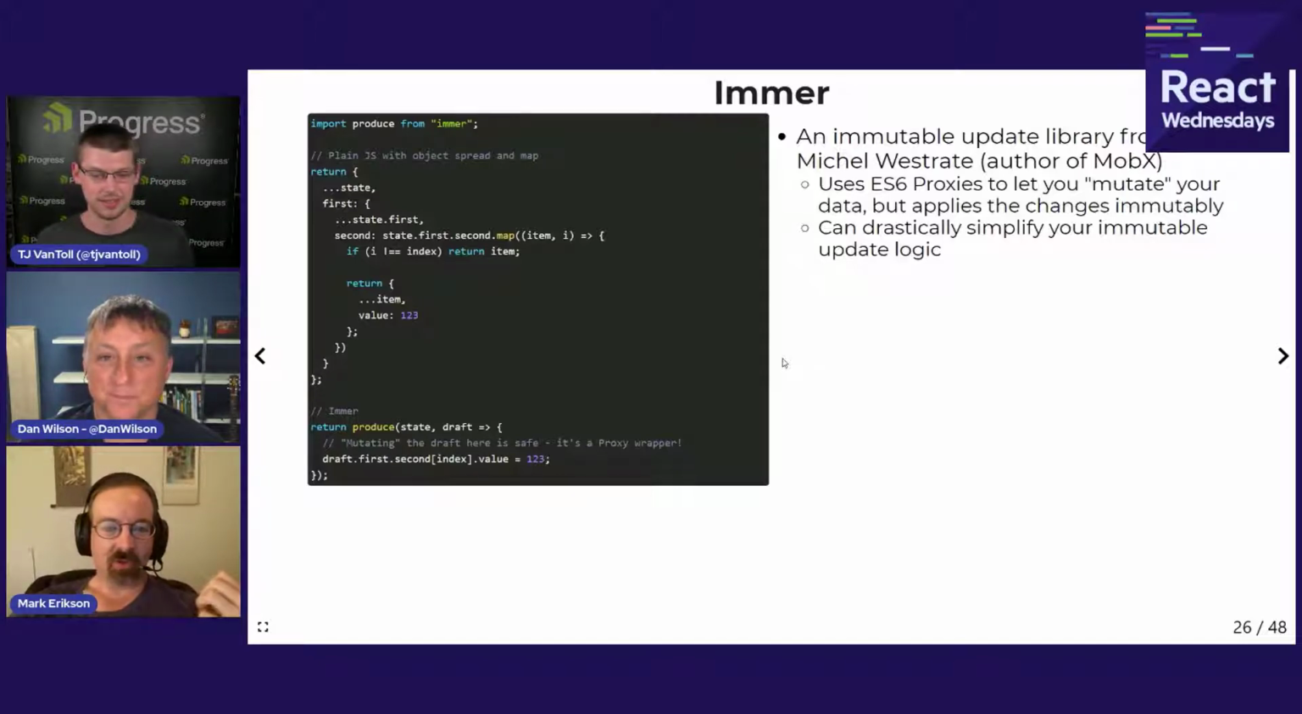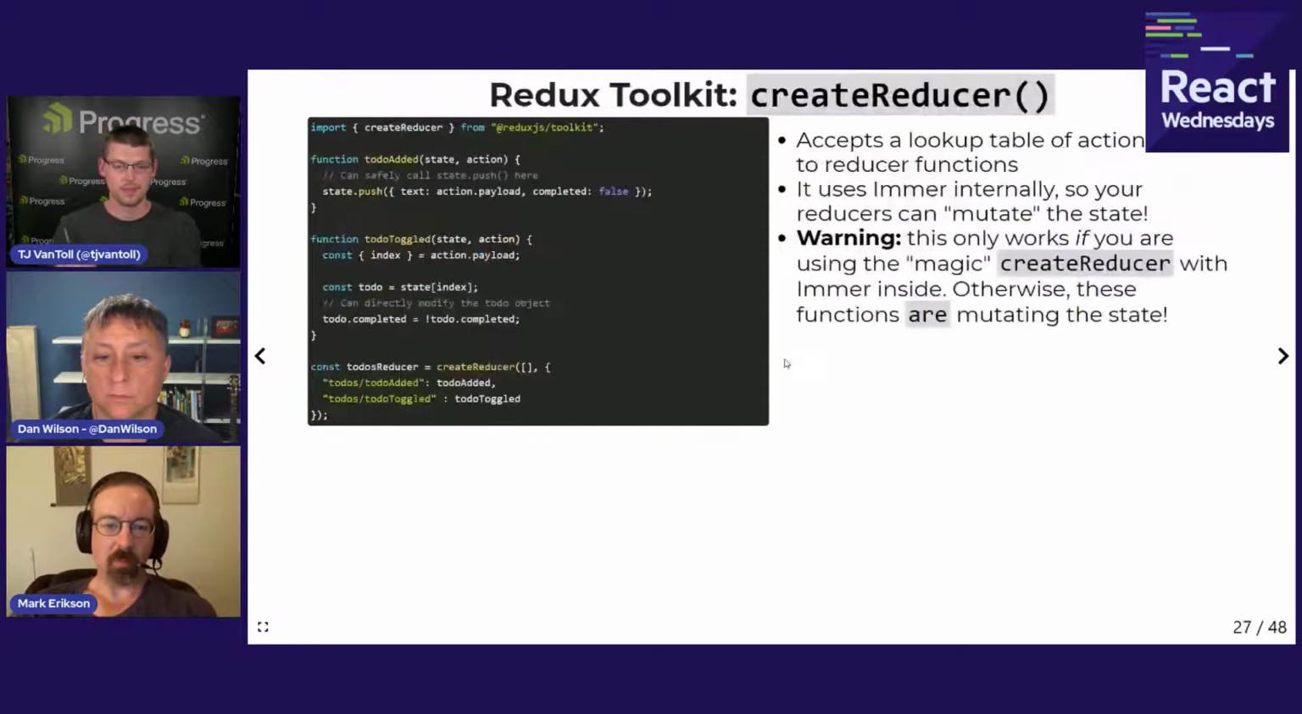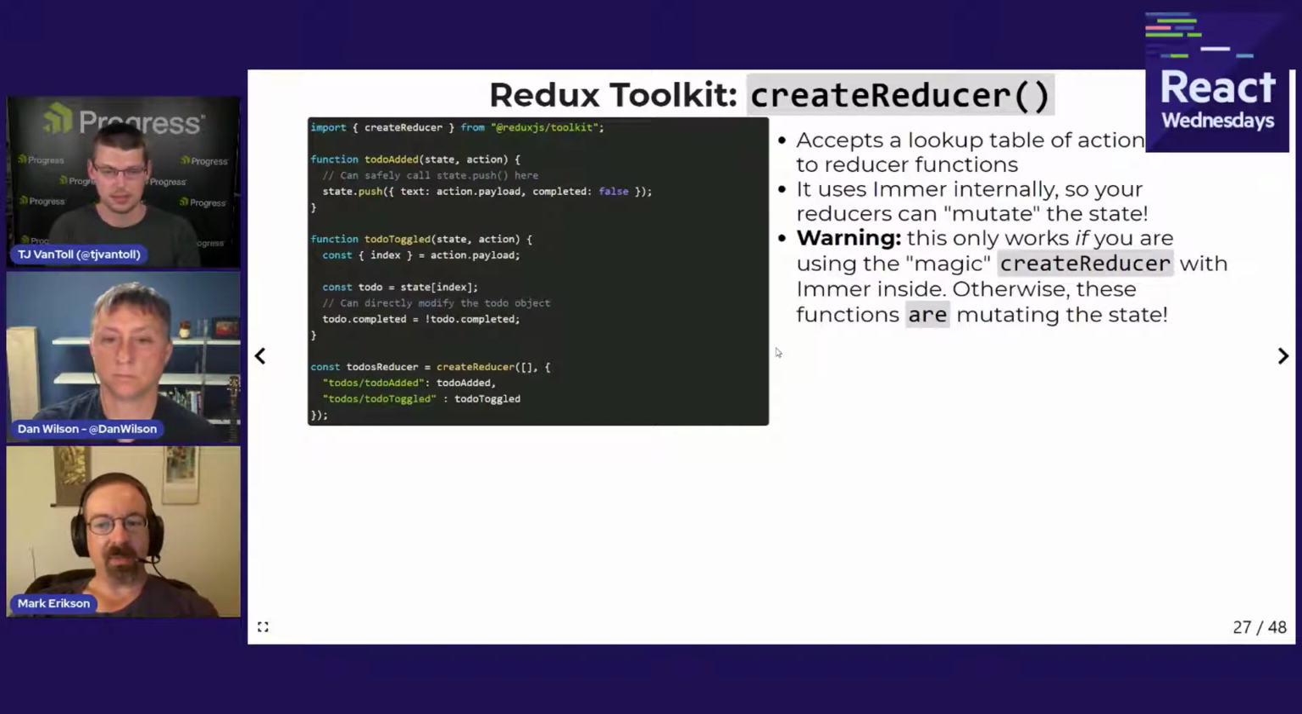So Immer drastically simplifies writing immutable update logic, and it basically eliminates accidental mutations entirely. So Redux Toolkit has been built around Immer from day one. And the next API that we have is something called createReducer.